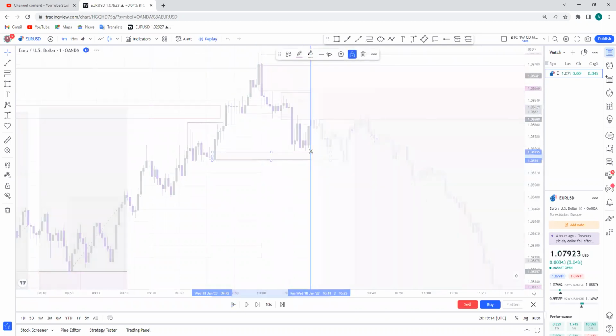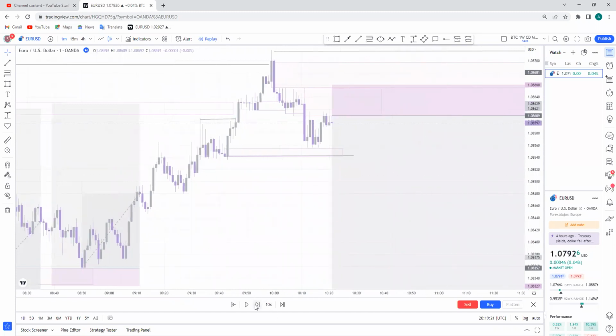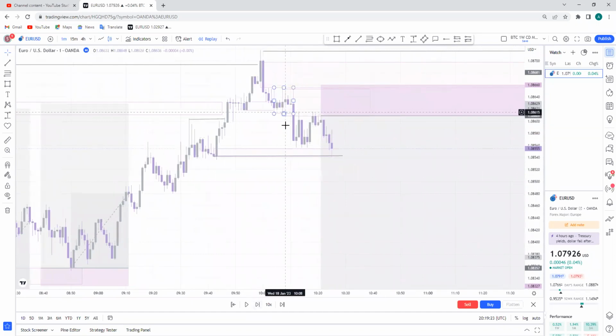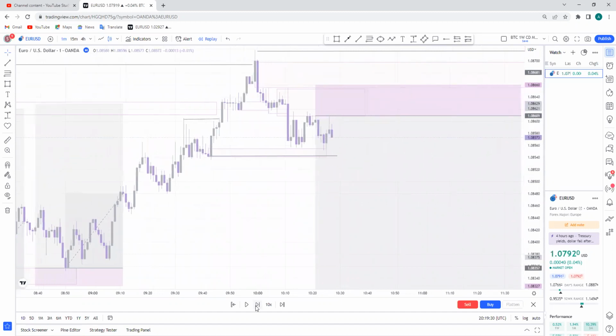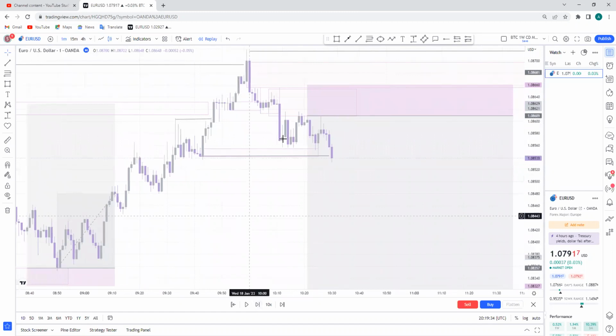Now, let's see something. This demand reacted somehow. I'll play it small for us to see. This supply zone, this area of transaction, was the one that caused the break of this demand zone. Can you see? So that means this supply zone is valid. This supply zone is valid.